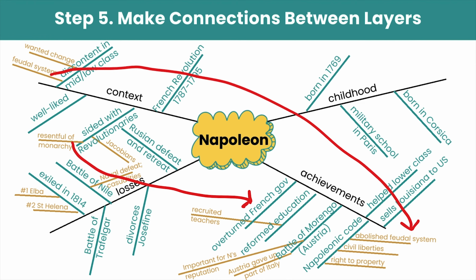So if you look at this giant other red arrow going from left to right, I have made a connection between the existence of a feudal system, which was causing discontent in the middle and lower class, to the abolishment of the feudal system under the Napoleonic Code. Those are related. Here's another connection I made. That the Napoleonic Code actually is something that led to Napoleon being even more well-liked. So that contributed to his reputation.